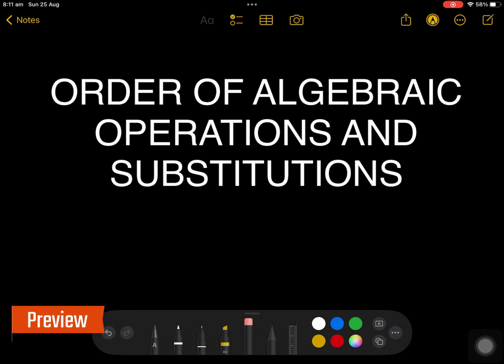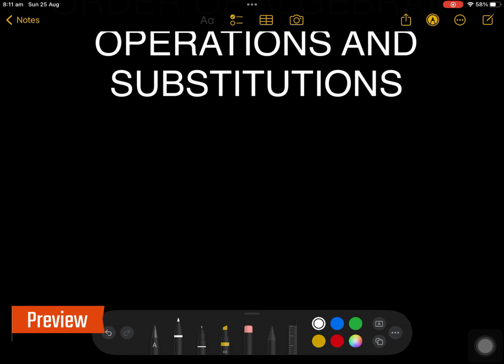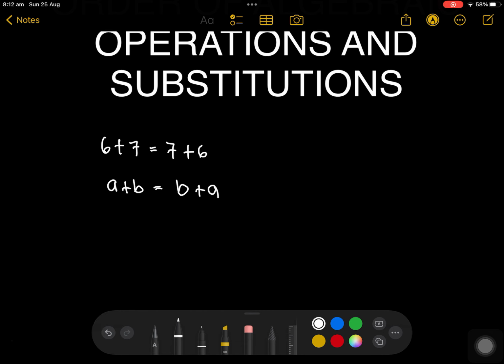So for example, 6 plus 7. This is the same as 7 plus 6. Or if you have A plus B, that is the same as B plus A. And this is what we call the commutative property of addition. That means changing the order of addends does not change the sum.